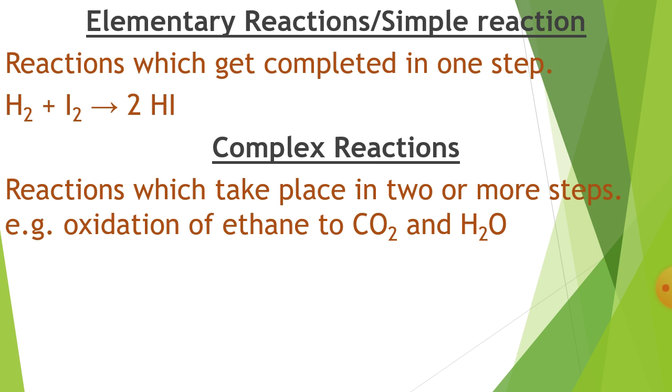Now, complex reactions: reactions which take place in two or more steps are known as complex reactions. For example, oxidation of ethane to CO2 and water. As you know, ethane first oxidizes into alcohol, then aldehyde, then acid, and then it converts into CO2 and water. So that's why the conversion of ethane takes place in more than two steps. Hence, it is known as a complex reaction.